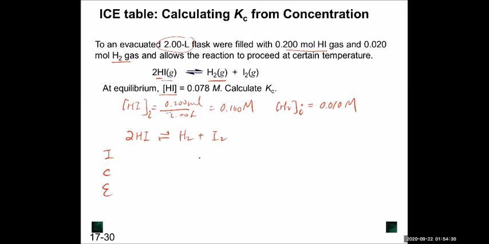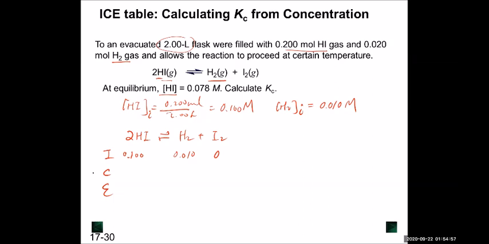The initial uses molarity, and the HI initial is 0.100. H2, hydrogen gas, initial 0.010. I2 is not mentioned, so assume it is 0. And the change, well, so far we don't know. We need to solve it. Okay, any questions?